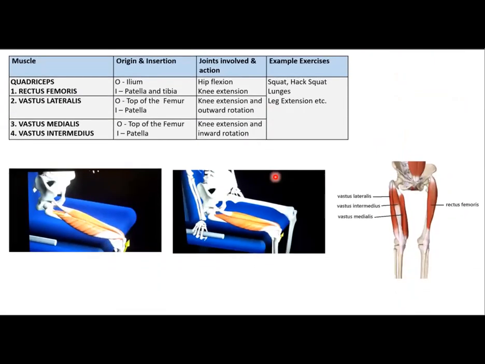Okay, so now this one is your quadricep. Quattro is 4. That means you actually have 4 muscles. One is the rectus femoris. That's the guy who actually goes over your hip. You see, the origin is the ilium. That means when you are doing a hip flexion, that rectus femoris is also involved.